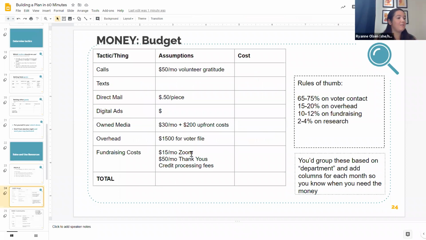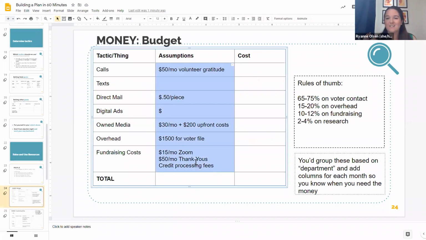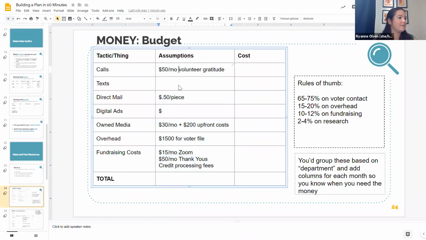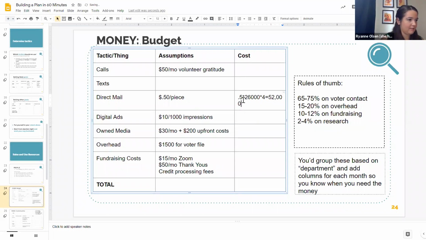Thinking about budget, again, these are not real numbers. Research what they are, but go through each of your tactics and make assumptions, make guesses based on how much things will cost. So I saw something, it's like $10 per 1,000 impressions. And calculate it out. Okay, so if we know direct mail is about 50 cents a piece, we are reaching out to 0.5 times 26,000 voters, and we're doing 4 passes. We're sending 4 pieces of mail to each of them. It's going to cost, and this is a lot, $52,000.